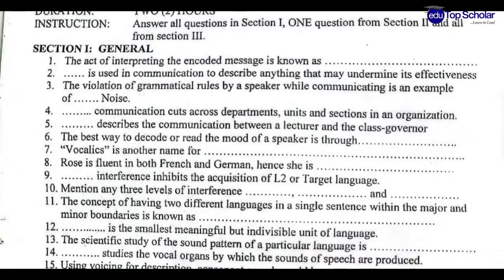So in this question, dash interference inhibits the acquisition of L2 or target language. Let me explain this to you. Your L1 is the first language. L1 means first language, L2 means second language. Your L1 is that language that you pick up as a child when you are growing up in your environment. Any language that is spoken in your environment and you pick up while growing, that is your L1.